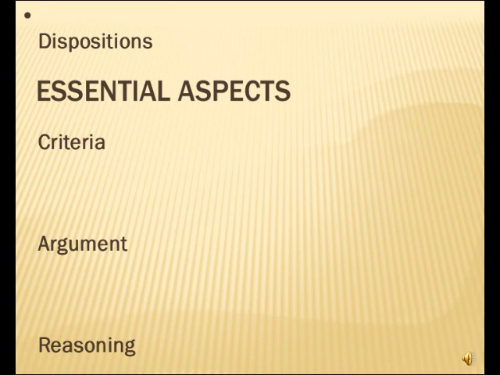Dispositions. This includes that critical thinkers are skeptical, open-minded, value fair-mindedness, and respect evidence and reasoning. They respect clarity and precision, look at different points of view, and will change positions when reason leads them to do so. Then there's criteria.